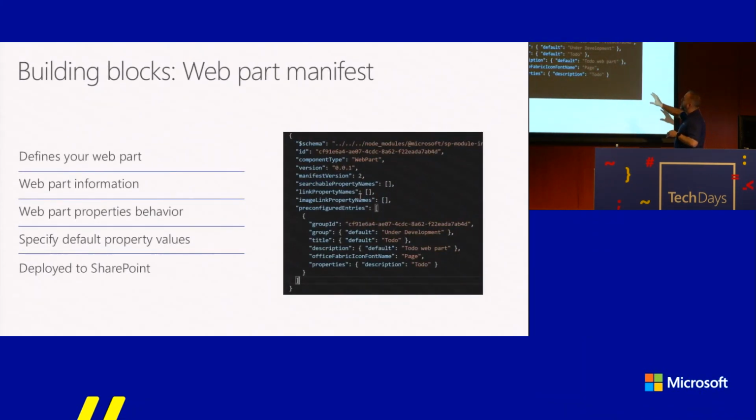The manifest is going to be very similar to what you're used to if you've built web parts in Visual Studio, going through and setting the values for your web part in elements.xml. The group, we're just providing a value, the title, description, and then you have a few other things that are specific to this, like Office Fabric icon font name.